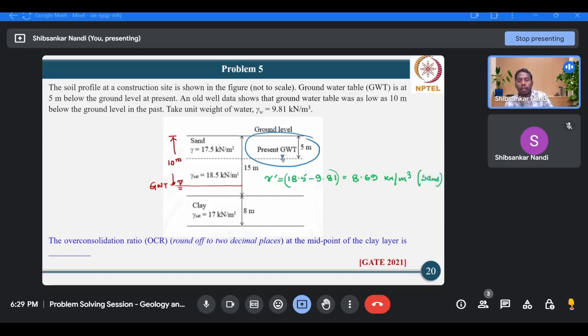Now for clay, the saturated unit weight is given as 17 kilonewton per meter cube. So your submerged unit weight would be 17 minus 9.81, that is 7.19 kilonewton per meter cube. Okay, so this is for clay, and we need to calculate the over consolidation ratio at the midpoint of the clay.